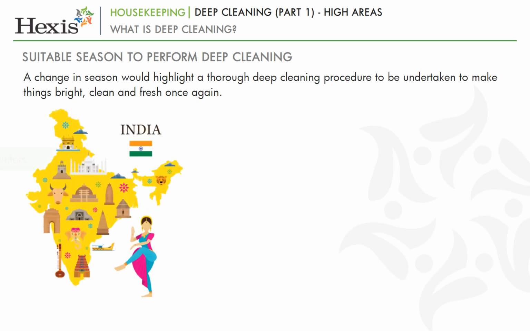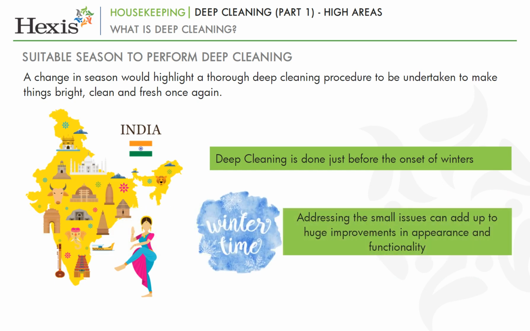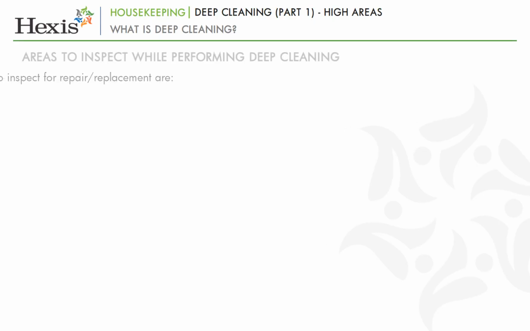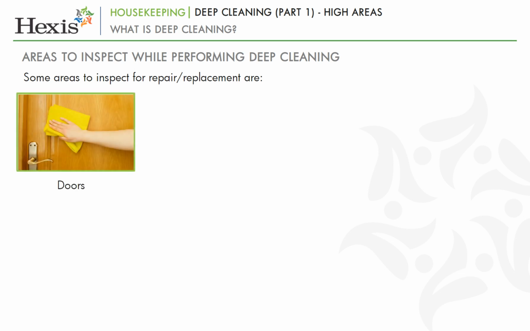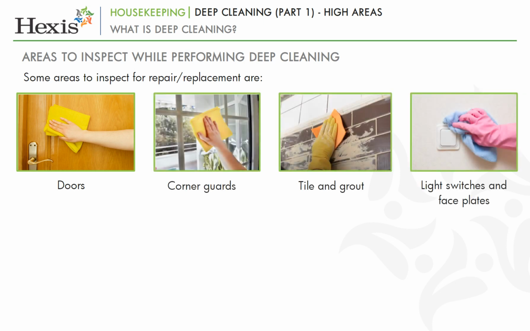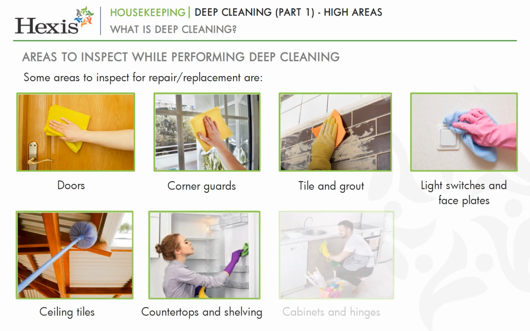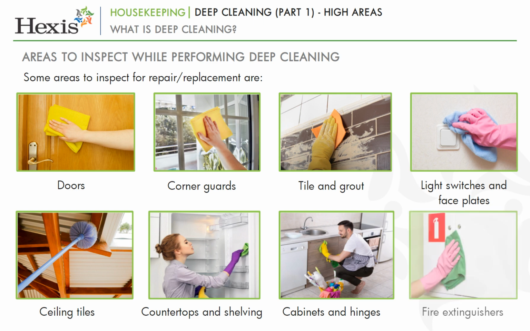In India, this is mostly done just before the onset of winters. This is the time to take care of small issues before they become big. Addressing these small details can add up to huge improvements in appearance and functionality. Some things to inspect for repair or replacement are doors, that is door sweeps, door stops, sticking locks, etc., corner guards, tile and grout, light switches and faceplates, ceiling tiles, countertops and shelving, cabinets and hinges, and fire extinguishers.